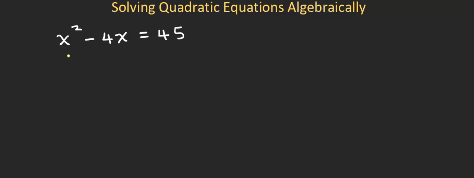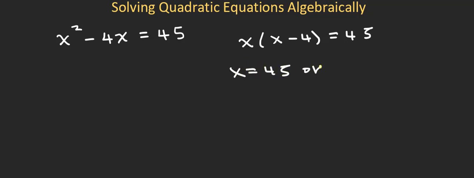And let's solve our last example: x squared minus 4x equals 45. Now the common mistake is students want to factor out x and set this as x equals 45 or x minus 4 equals 45. This is a common mistake. You're not supposed to do that, because you can only do that if the right side is 0. So be careful.